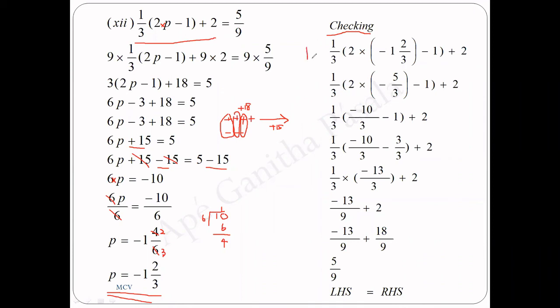This is the left hand side. Convert into an improper fraction. 3 into 1, 3. 3 plus 2, 5. 5 over 3.